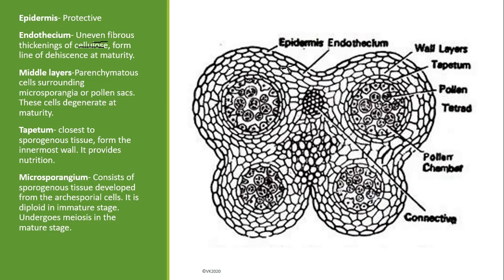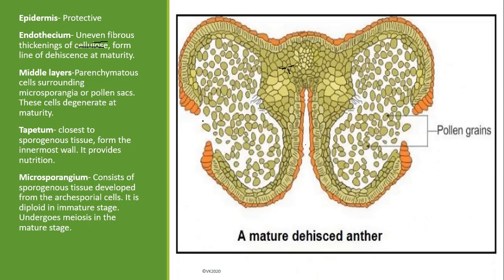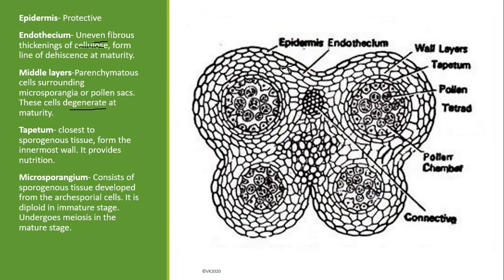The middle layers, these cells in the surrounding or just below the endothecial cells, are known as middle layer cells. These middle layer cells are parenchymatous in nature and they surround the pollen sac. So they are all around, and we can say in a way that the pollen sacs are embedded in the middle layers. And now if you see in this dehiscence picture, you can see close to zero middle layer cells. Why? Because they degenerate at maturity, and dehiscence occurs at maturity. So middle layer cells degenerate at maturity.